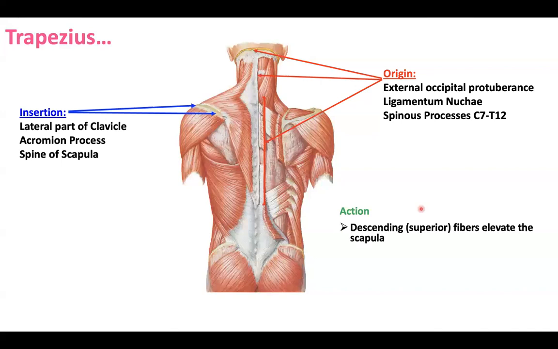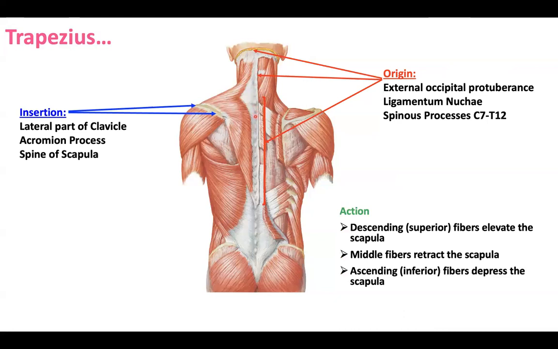When we see its action, the descending or superior fibers, based on their orientation, will elevate the scapula when they contract, like shrugging our shoulder. The middle fibers run horizontally, so when they contract they pull the scapula towards the midline, which means they retract the scapula. The inferior or ascending fibers, when they contract, pull the scapula down, which means they depress the scapula.